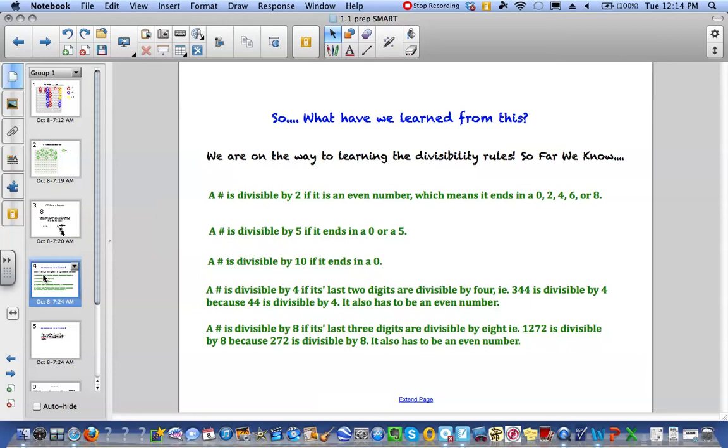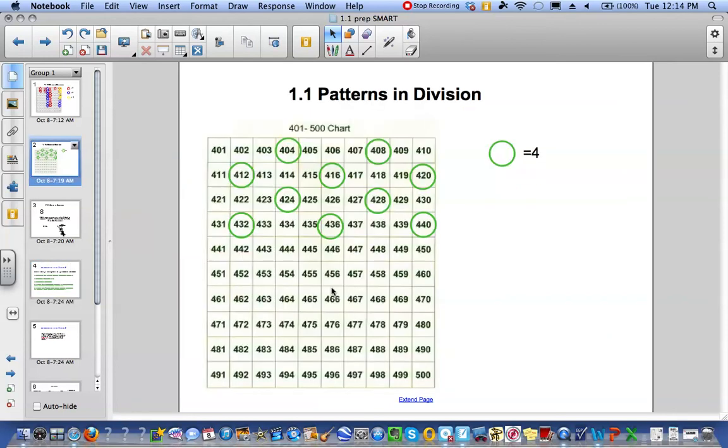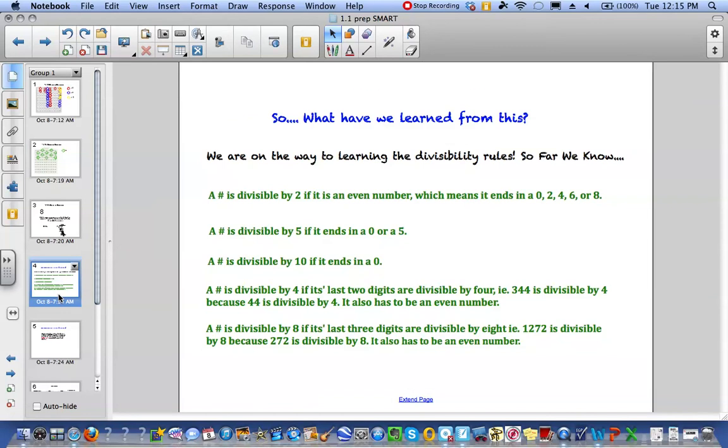A number is divisible by 4 if its last two digits are divisible by 4. So the example for that, 344 is divisible by 4 because the last two digits, 44, are divisible by 4. It also has to be an even number for 4. So the example, if I went back over to this chart, 465, 4 doesn't go into 65, so it wouldn't go into 465. But 4 goes into 36, so it would go into 436.